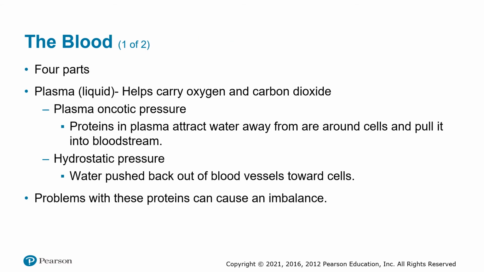The blood, again, we talked about this before, but the blood is plasma. It is a liquid that helps carry oxygen and carbon dioxide. Your plasma oncotic pressure are proteins in the plasma that attract water away from and around the cells and pull it into the bloodstream. And then you have hydrostatic pressure, which is when the water is pushed back out of the blood vessels towards the cells. So you have these receptors inside the plasma that say, I've got too much water, I need to push it in, or I don't have enough water, I need to push it back out.